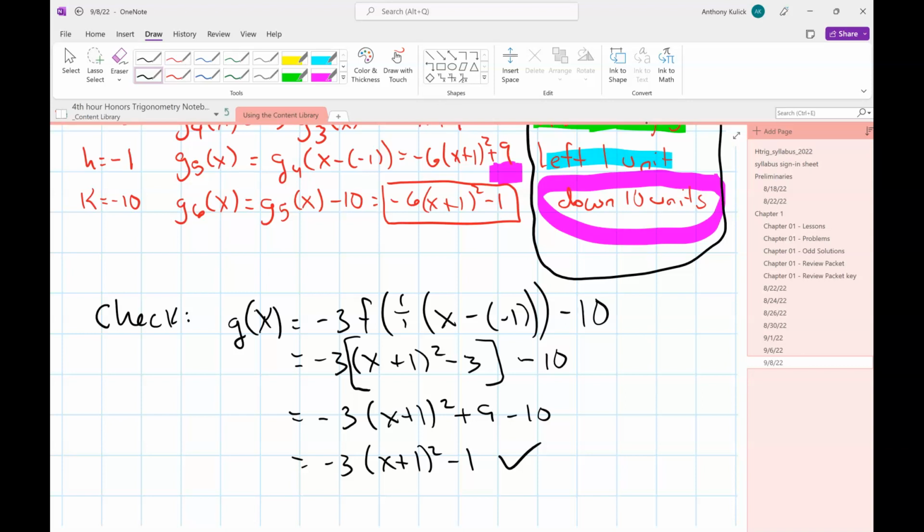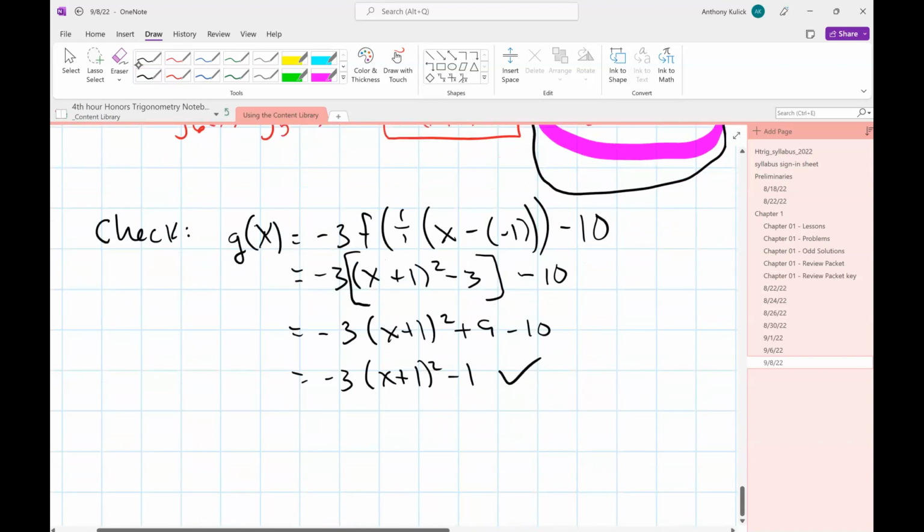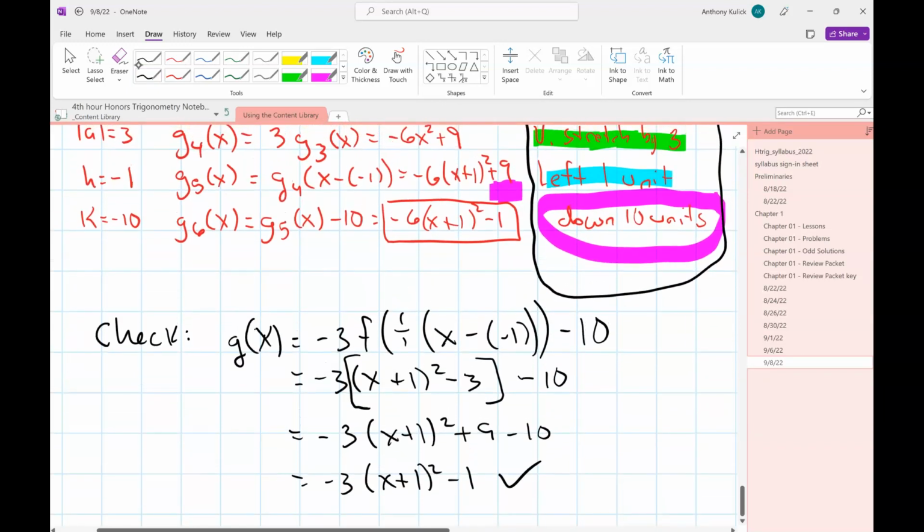Oh, sure, of course. Wasn't the g of x negative 6? Oh, yeah. That's because I'm dumb. What did I do wrong? Yeah, I forgot the 2. Thanks, Nolan.